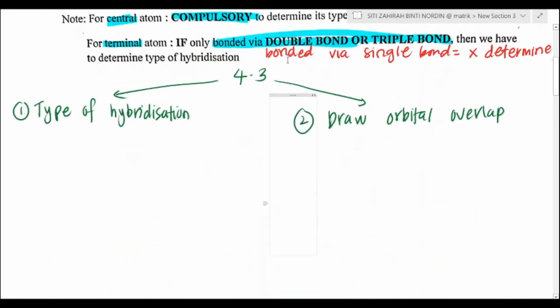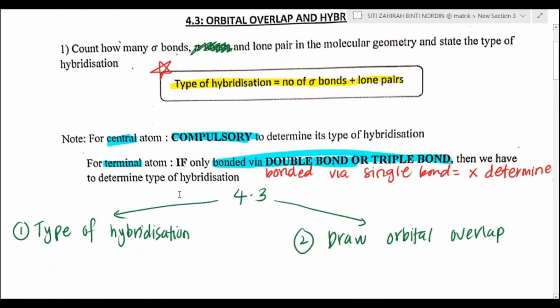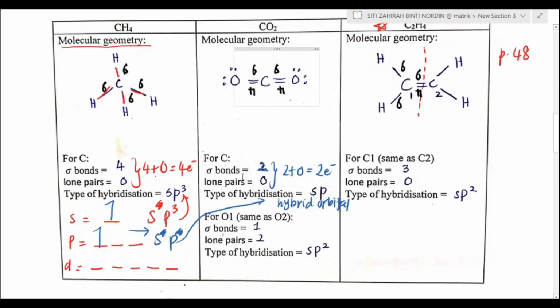So by default, you have to determine the type of hybridization. Okay. So oxygen 1 is the same as oxygen 2, right? So we just need to determine the type of hybridization for just one oxygen. So we're going to do oxygen 1, which is the same as oxygen 2. So for oxygen 1, highlight this area.